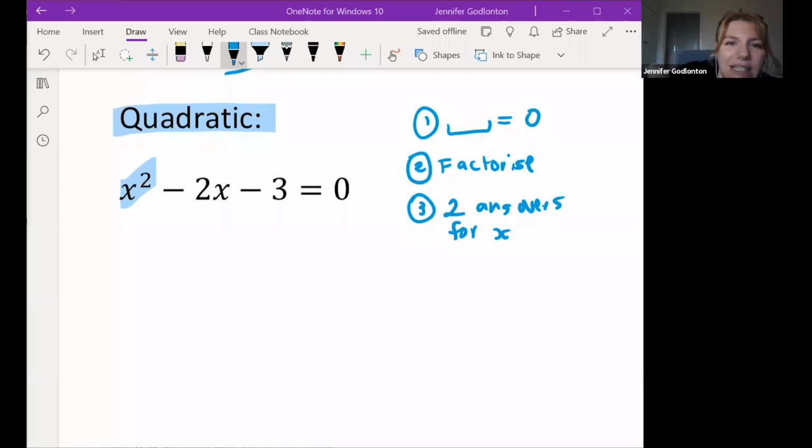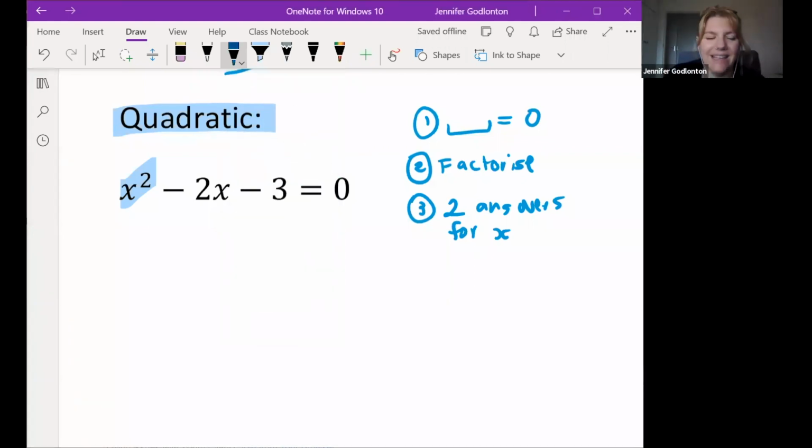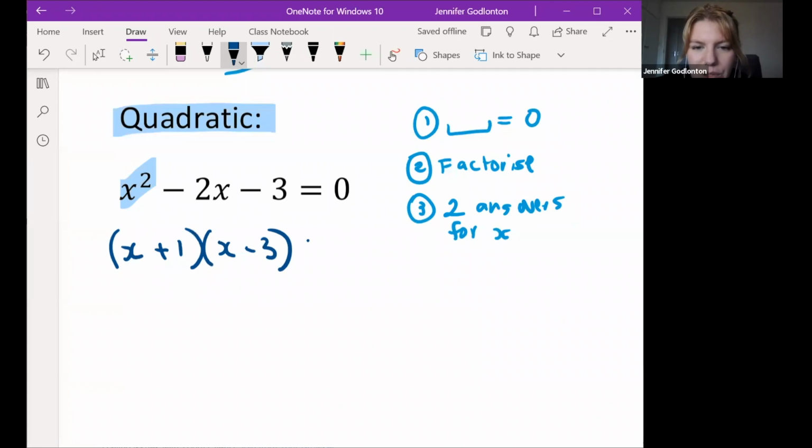We've got a lovely volunteer. Hello, ma'am. Can you help me with this question? Yes, ma'am. I'm not sure. That's fine. For this equation, I got open bracket x plus 1, close bracket, and then open bracket x minus 3, close bracket, equals 0. I love it so far. Beautiful. 100%.